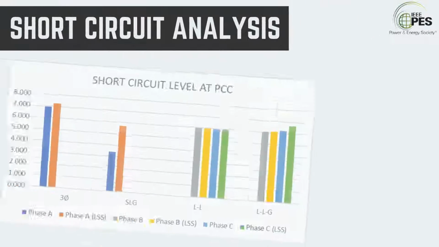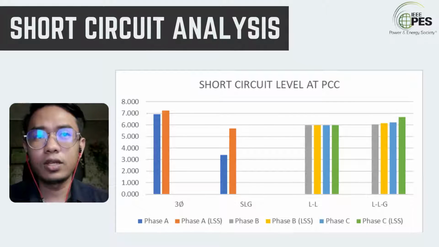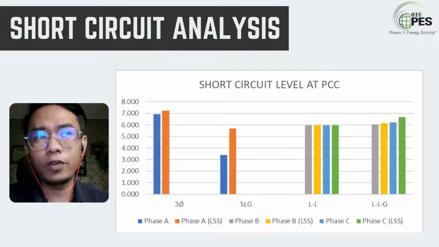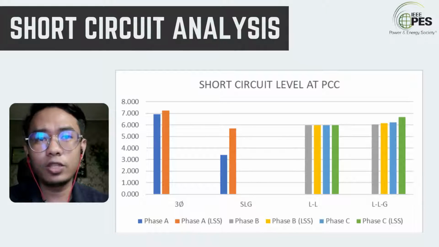Okay, last is the short circuit analysis. As you can see here, we integrated LSS. The graph for the short circuit may rise a little bit, but the short circuit rating at 132 kV does not exceed 31.5 kA, and short circuit rating at 33 kV does not exceed 25 kA for this simulation.